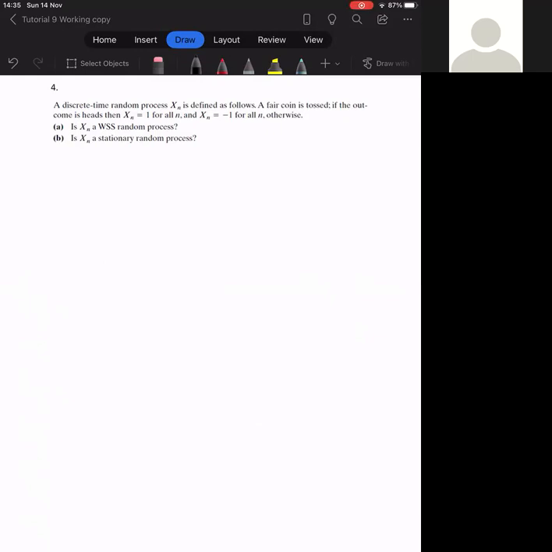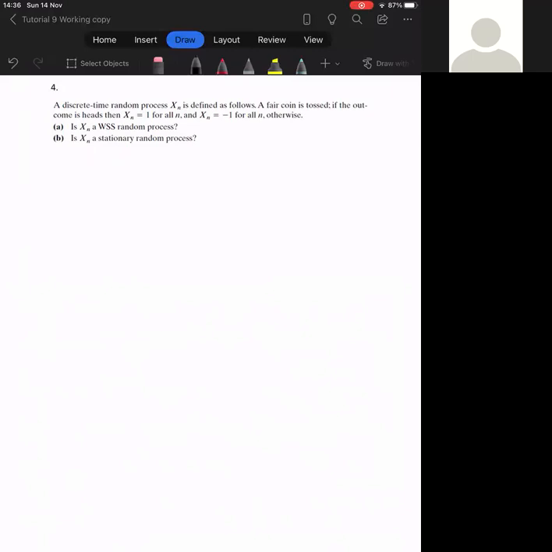A fair coin is tossed. If the outcome is heads, xn equals 1 for all n, and xn equals -1 for all n otherwise. मतलब अगर tails आए तो xn will equal to -1.